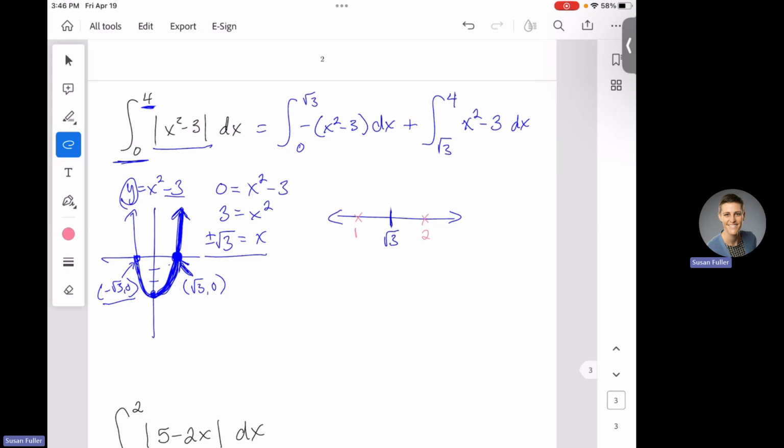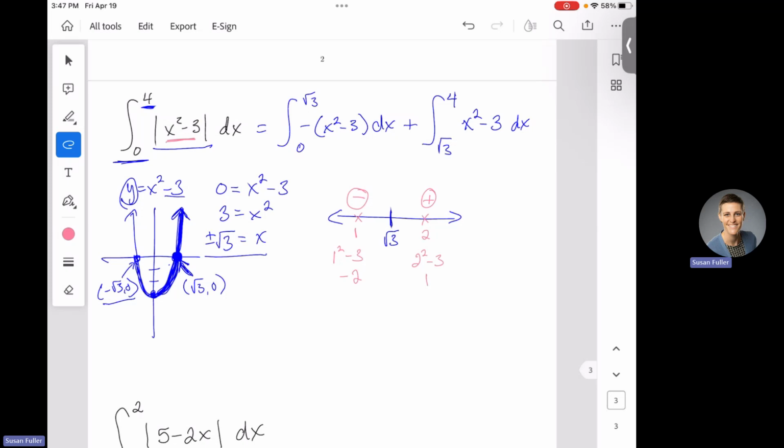Okay, so these are my test values. Now I want to figure out where y is positive and y is negative. So I'm going to plug these x values into my original function, x squared minus 3. If I plug x equals 1 in there, I get 1 squared minus 3, and that's going to be a y value of -2. That means my y values are negative there. And then if I plug 2 into my function, I get 2 squared minus 3. 4 minus 3 is 1.